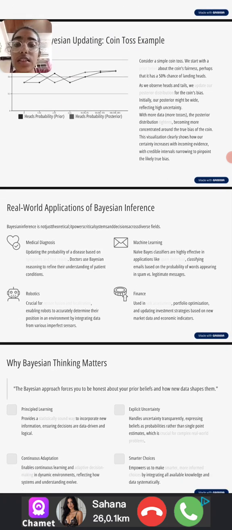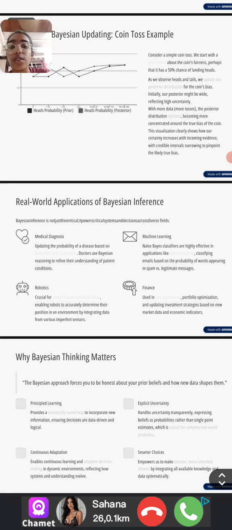Real-world applications of Bayesian inference. Bayesian inference is not just theoretical, it has power in critical systems. It is used in medical diagnosis, machine learning, finance, and robotics.